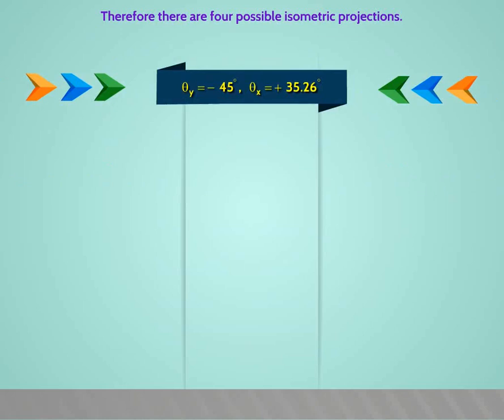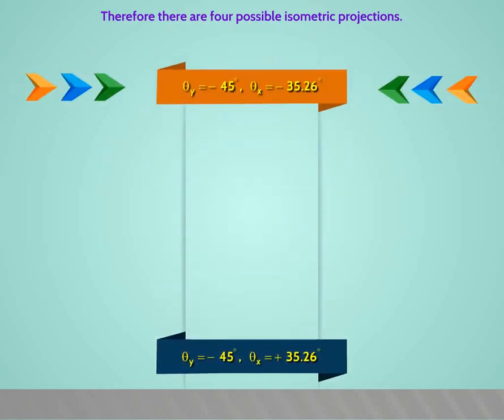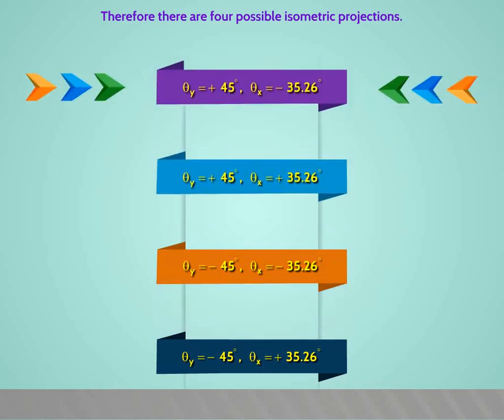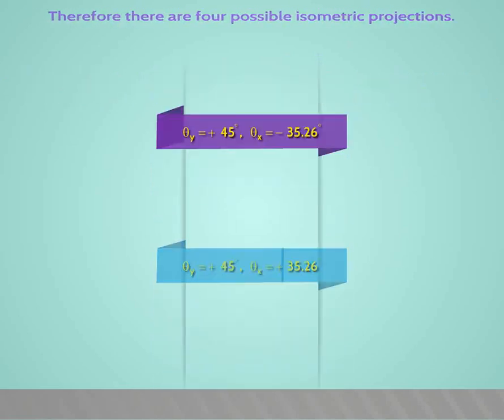Theta y is equal to minus 45 degree, theta x is equal to plus 35.26 degree. Theta y is equal to minus 45 degree, theta x is equal to minus 35.26 degree. Theta y is equal to plus 45 degree, theta x is equal to plus 35.26 degree. Theta y is equal to plus 45 degree, theta x is equal to minus 35.26 degree.